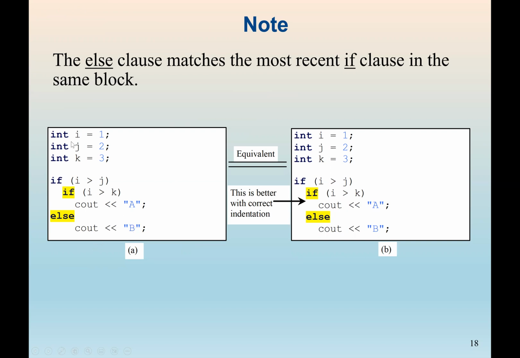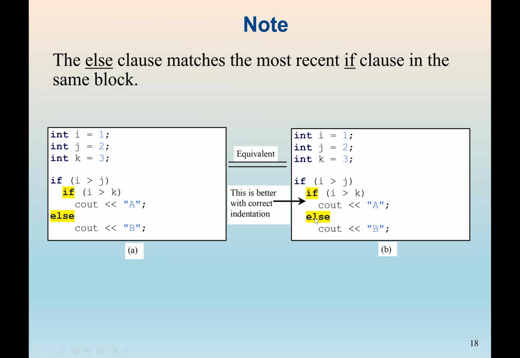So for example, we have variables i, j, k, which we declare and initialize. And now we say that if i is greater than j, and also if i is greater than k, then cout A, else B. What will happen is that if the first condition, i is greater than j, is false, then we are going to skip all these conditions. Now, this is the same as writing it here, but this is more readable.